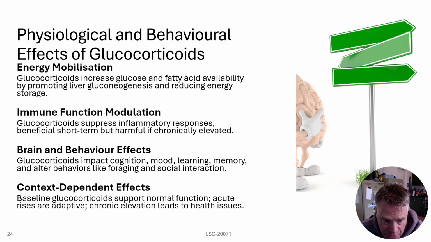It promotes liver gluconeogenesis, reducing energy storage, so it's mobilizing sugar reserves, energy reserves. It has immune function modulation, so it suppresses inflammatory responses. It's beneficial short term because it's prioritizing the immediate things the body needs to do. But it's harmful if chronically elevated, because if it's suppressing the immune system, the body will be more susceptible to infections. It has brain and behavior effects. Glucocorticoids impact cognition, mood, learning, memory, and alter behaviors like foraging and social interactions.